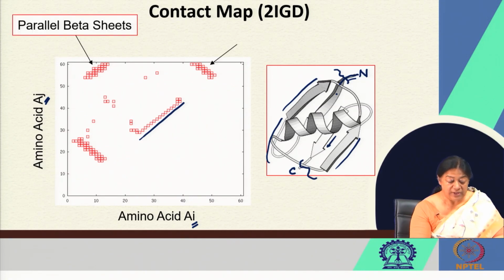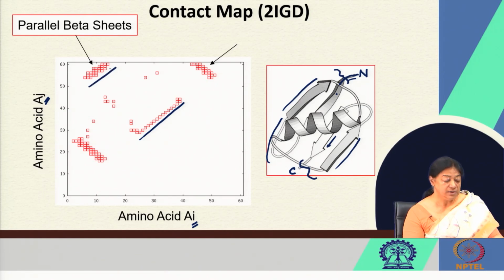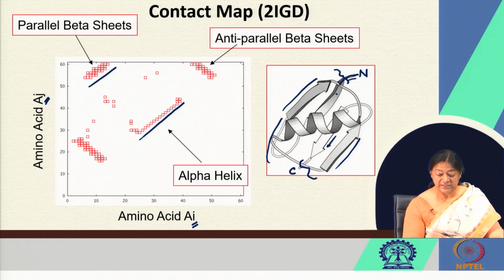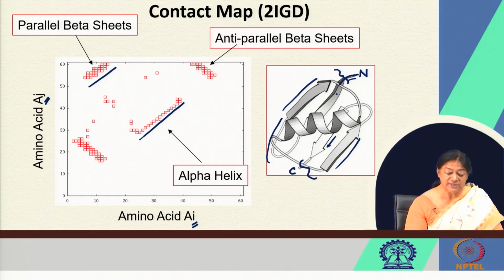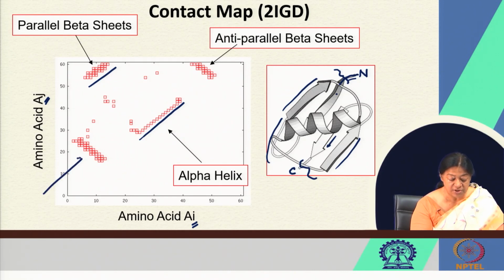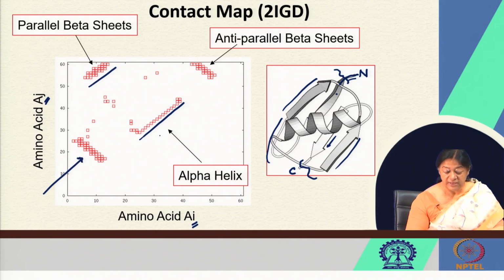So, what we have here is the parallel beta sheets, as we saw in the previous slide as I explained it to you. These are the antiparallel beta sheets, and this is the alpha helix. So, we have now another antiparallel beta sheet, and so we have one antiparallel beta sheet here, one antiparallel beta sheet here, a parallel beta sheet shown here, and the alpha helix.